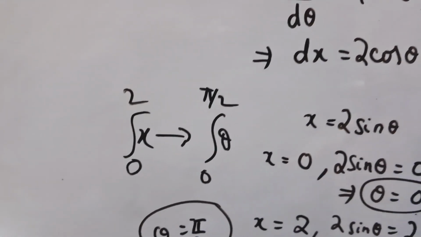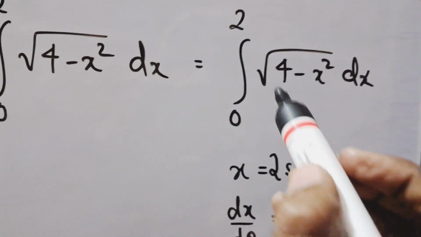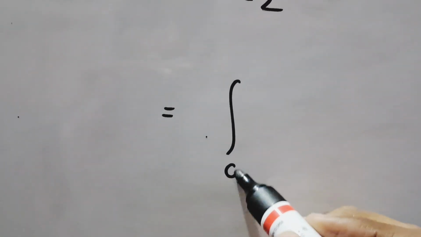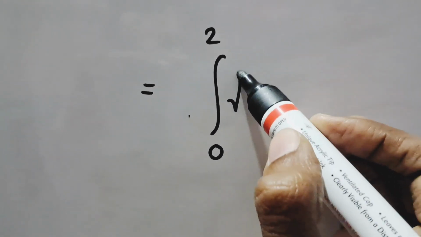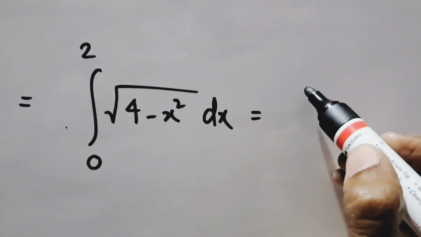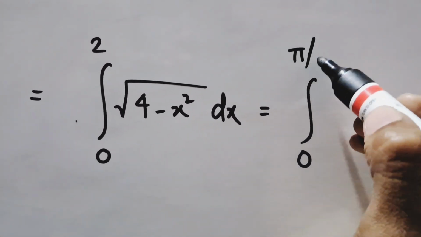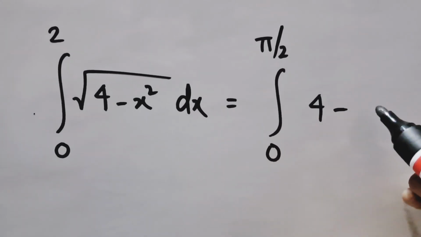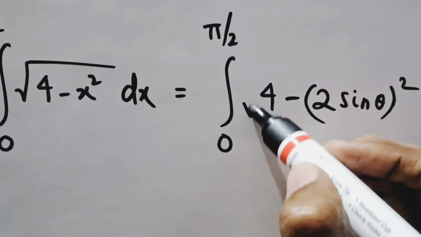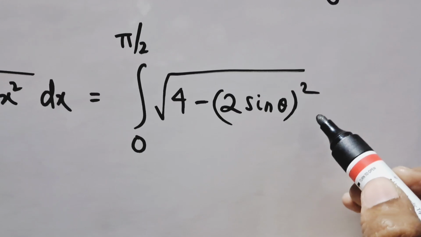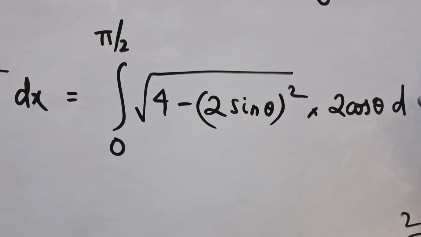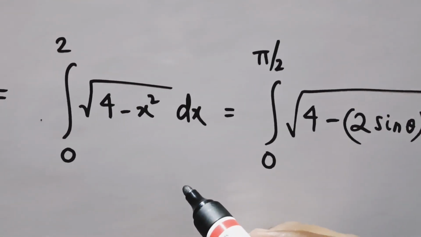Okay, now let us check what we get after substitution. Substituting, the integral from 0 to 2 of square root of 4 minus x square dx gets converted to the integral from 0 to pi by 2 of square root of 4 minus x square, where x is 2 sine theta, and dx is nothing but 2 cos theta d theta.